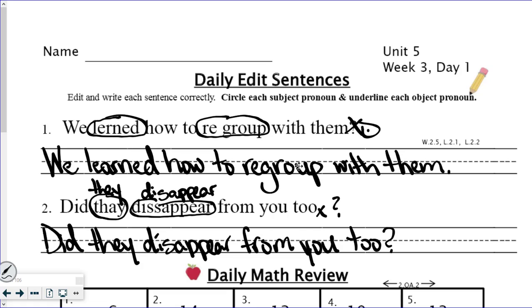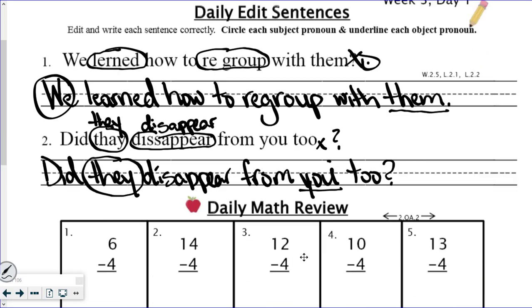So number one, the subject of this sentence, we learned to regroup with them. The subject is we, the pronoun we, and it's talking about regrouping with them. Them is a pronoun. Number two, did they disappear from you too? Did they, right? This is about what they did. Did they disappear from who? From you. So we're going to underline you because that's the object pronoun.